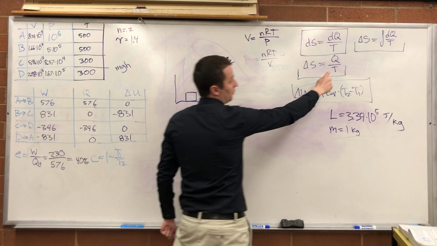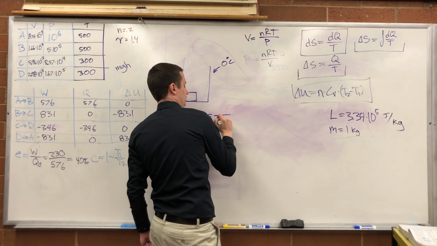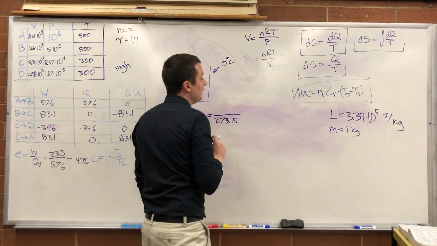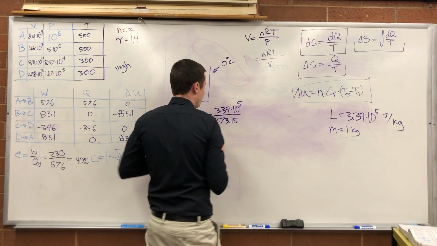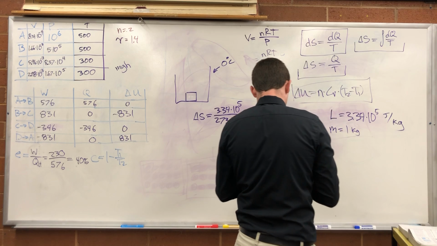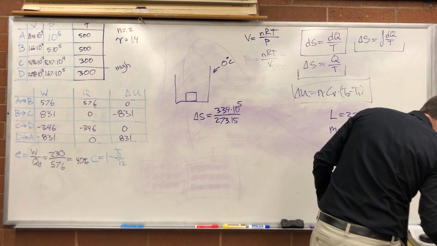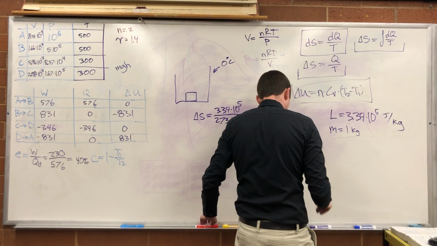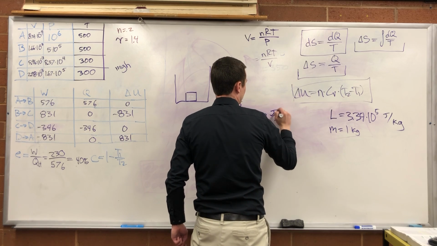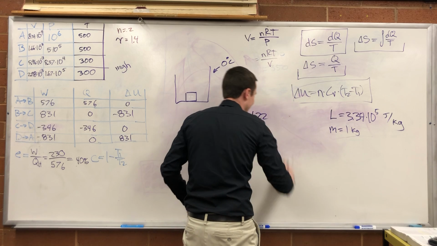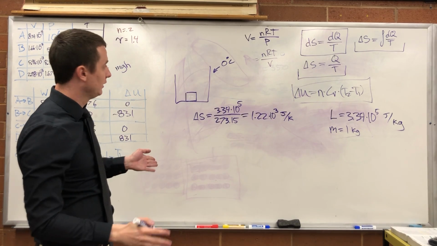Our change in entropy, since our temperature is staying constant, we can just calculate like this. It's going to be the heat that goes into the system divided by the temperature of the system. The temperature of the system is 273.15. The heat that goes into the system is 3.34 times 10 to the 5. We get about 1.22, and we only have 3 significant figures, so this is equal to 1.22 times 10 to the 3 joules per Kelvin. And that's the increase in entropy in that system.